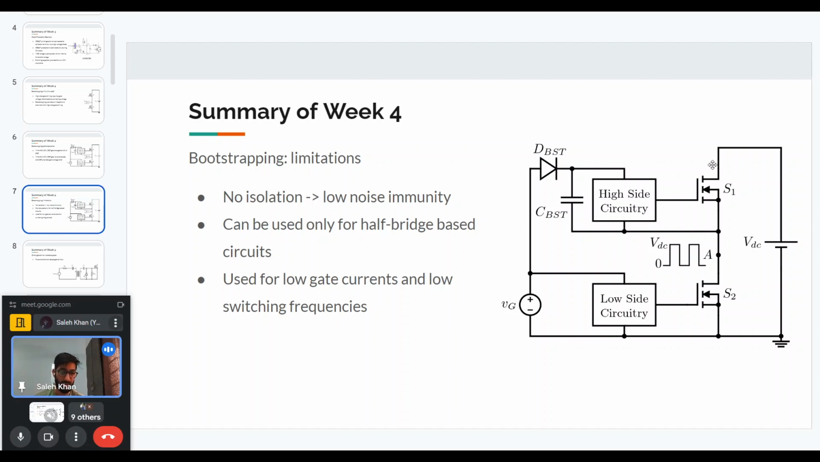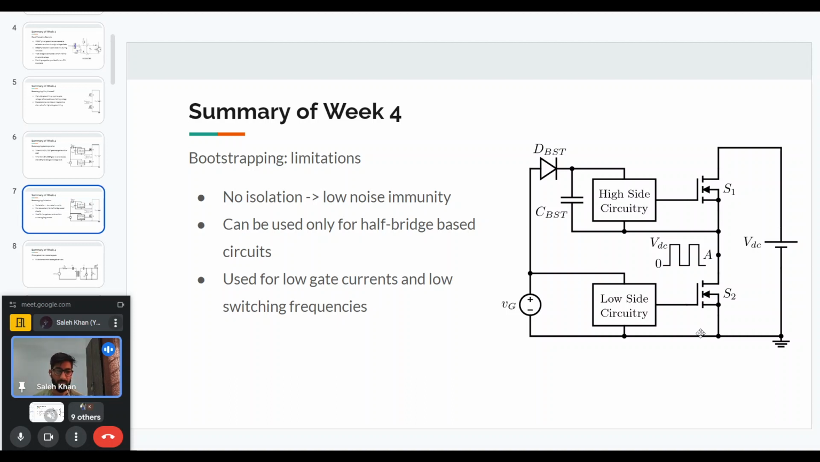So that is why we have to have this kind of a configuration. S2 need not be an active switch, it can also be a diode. In that case, the current path will be through the load and the inductor, just like in a buck converter. But the point is, it has to be a half bridge or a leg based circuit where we have one switch and another switch in the same leg, switch or diode. So that is one limitation of this circuit.